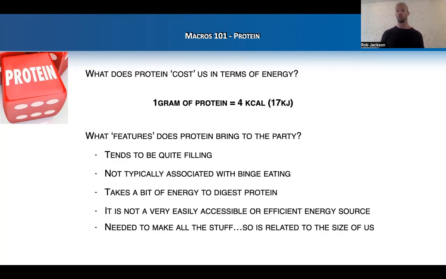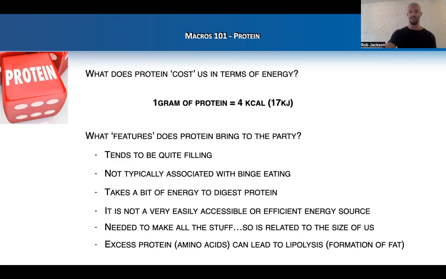The bigger the person in terms of, say, muscle mass and structural mass, then you're going to need more protein to maintain that. It's important to understand that excess protein or amino acids can lead to lipolysis, which is the formation of fat. So I can't just eat an endless amount of protein and not expect to have any cost. Remember, energy in, energy out. All that energy has to be converted to something, right? And so if we're having too much protein, those amino acids can be converted by this process of lipolysis to form and store fat.